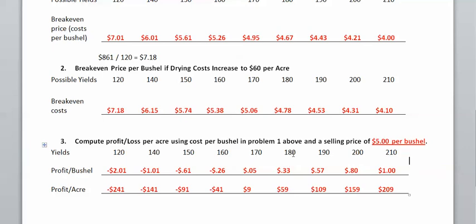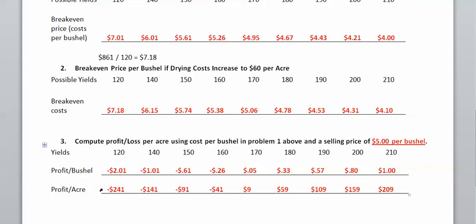At 180, again, we are selling our corn for $5. It costs us $4.67 to produce it. So we're making 33 cents. We're making 57 cents at 190. We're making 80 cents at $4.20 per bushel at 210 bushel corn. That's if we could sell it at $5 a bushel.